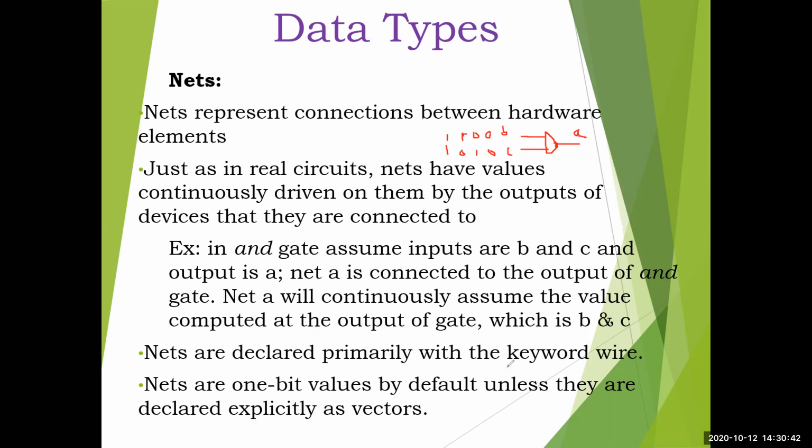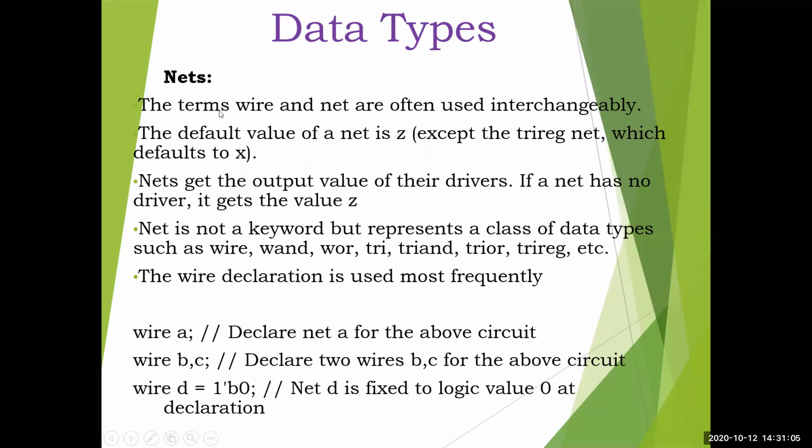Nets are declared primarily with the keyword wire. Nets are 1-bit values by default unless they are declared explicitly as vectors. Vectors are the third data type we'll look at more later, so at present we'll focus on wire. Some more things: the terms wire and net are often used interchangeably, although wire comes under the category of nets.